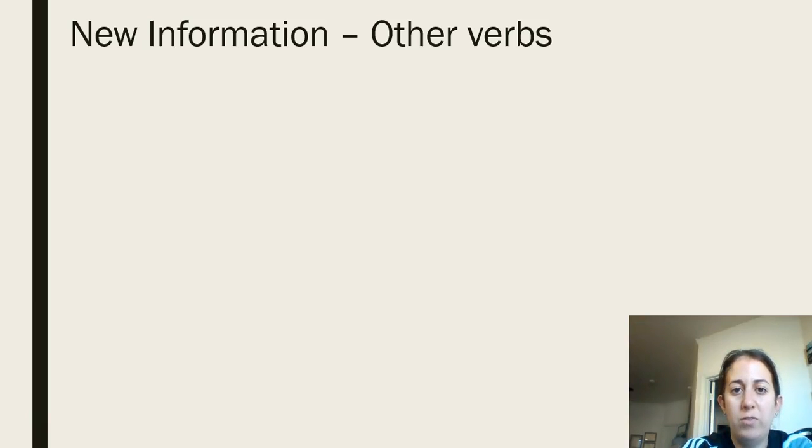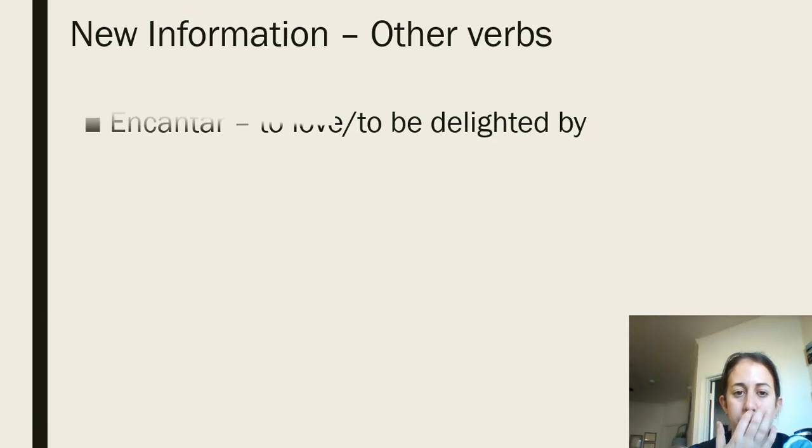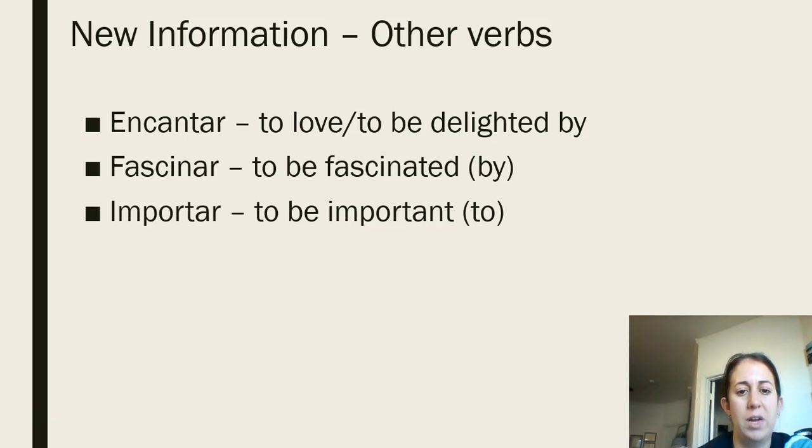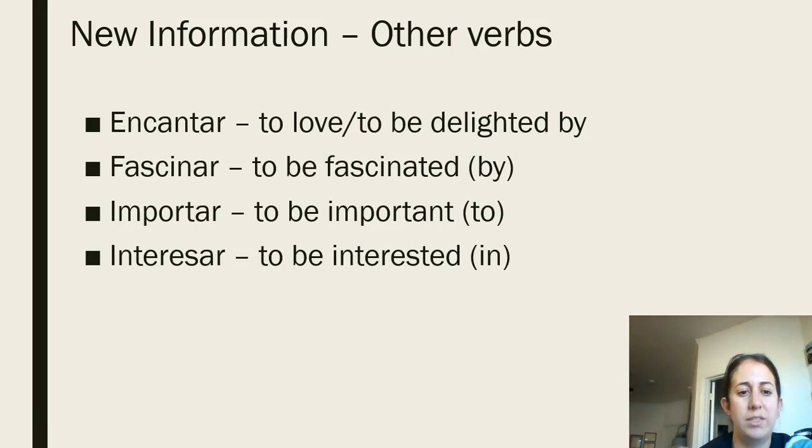Here's a list of other verbs that also function like our verb gustar. We've got encantar, which means to love. Literally how it translates is "to be delighted by," but that, again, sounds kind of funny in English. Fascinar, to be fascinated by. Importar, to be important to. Interesar, to be interested in. And quedar, which means to fit. So we'll use that one quite a bit with our vocab.